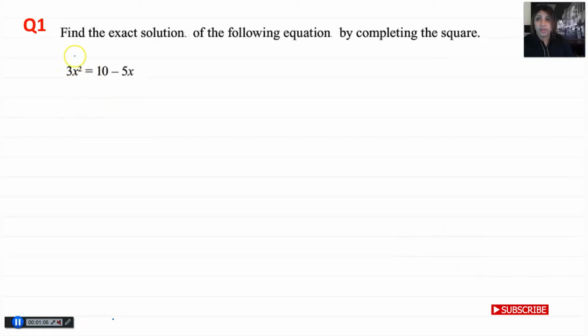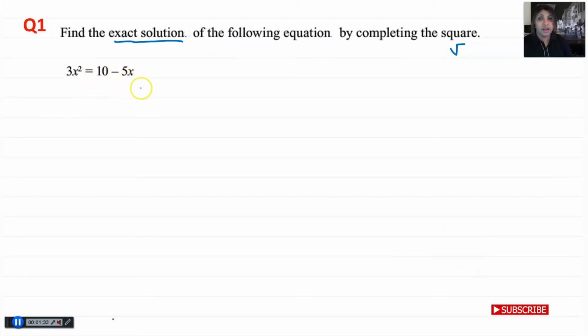We are told to find the exact solution of the following equation by completing the square. So what does exact solution mean? It means we need to give it in surd form, or you may call it radical form, with some sort of a square root like that. So let's start. 3x squared equals 10 minus 5x.